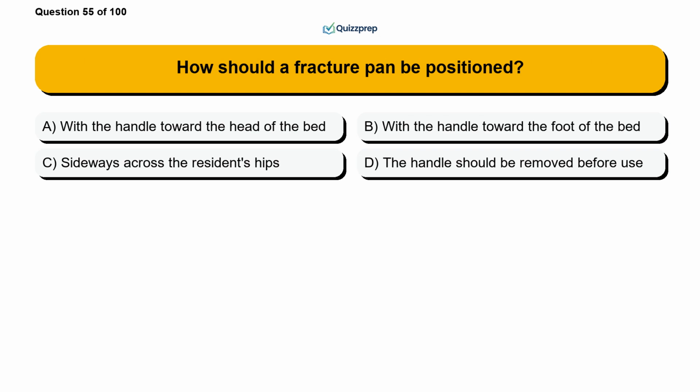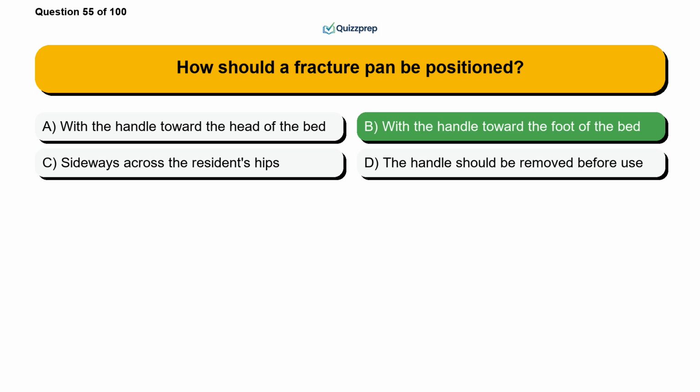How should a fracture pan be positioned? Option A, with the handle toward the head of the bed. Option B, with the handle toward the foot of the bed. Option C, sideways across the resident's hips. Option D, the handle should be removed before use. The correct answer is option B, with the handle toward the foot of the bed.